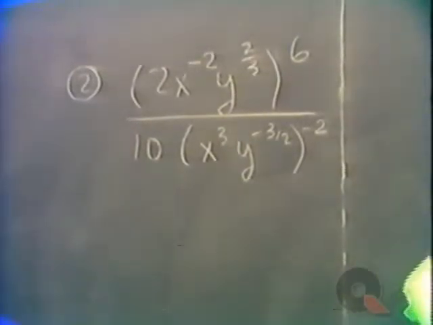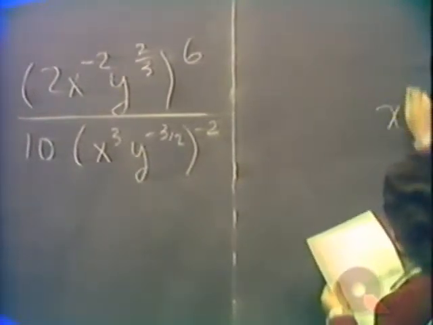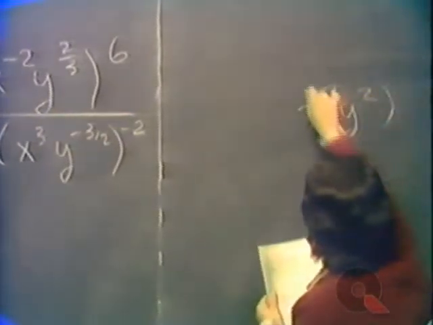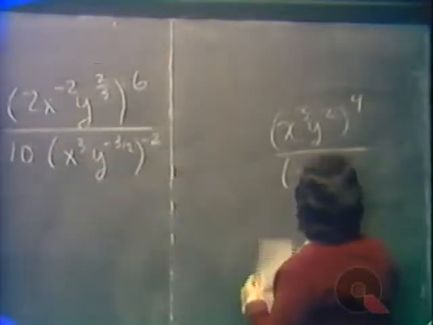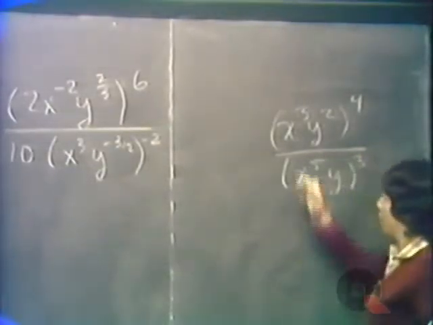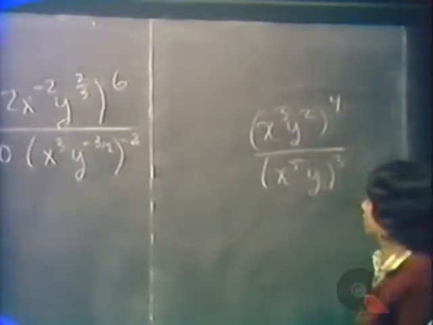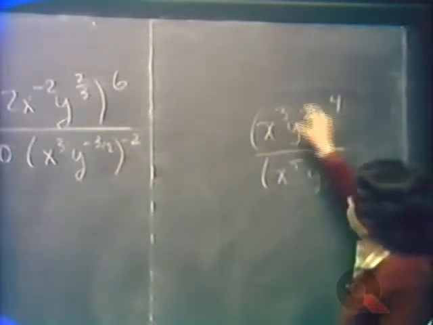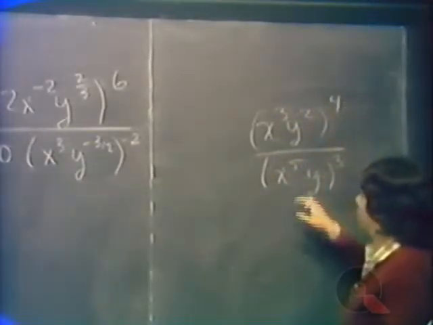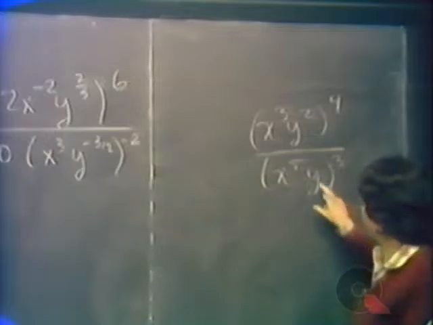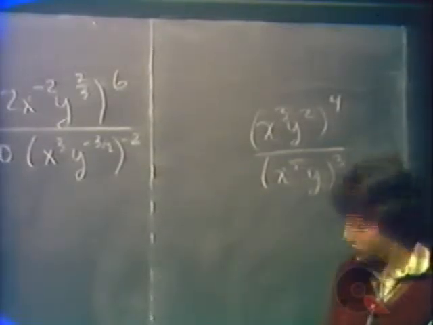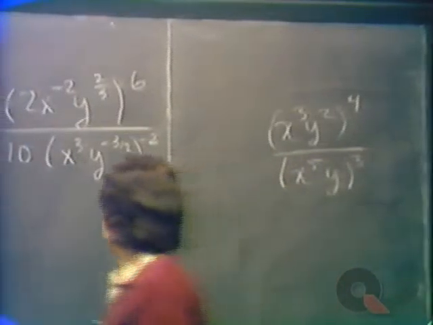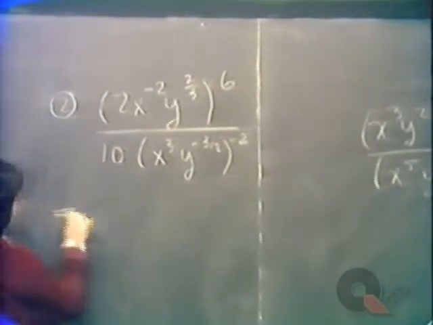Previously, you have done problems like x cubed y squared to the 4th over x to the 5th y cubed, say, when all the powers were positive integers. And you took x cubed to the 4th power, y squared to the 4th power, x fifth to the 3rd power, and y to the 3rd power. We want to do exactly the same thing here. Don't let the fractions and the negative numbers throw you. Approach it exactly the same way.